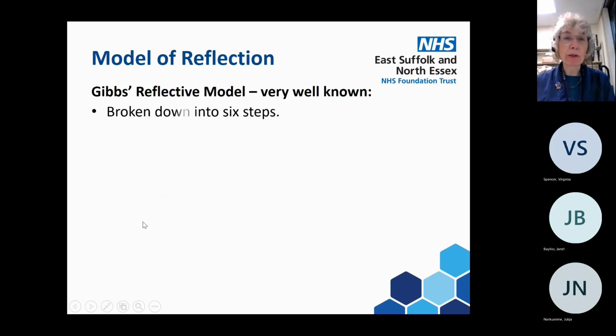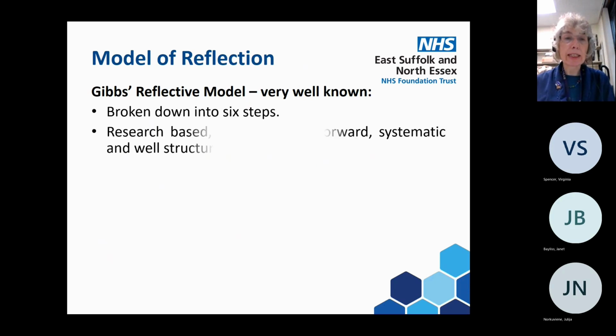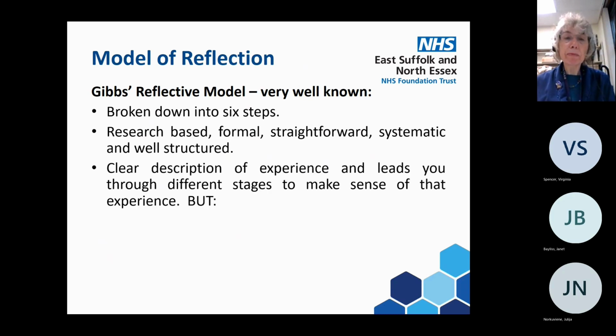So the Gibbs model is basically broken down into six steps. It is research-based, it's formal, it is straightforward, systematic, and also well structured. And it allows for a clear description of the experience and leads you through the different stages to make sense of the experience.